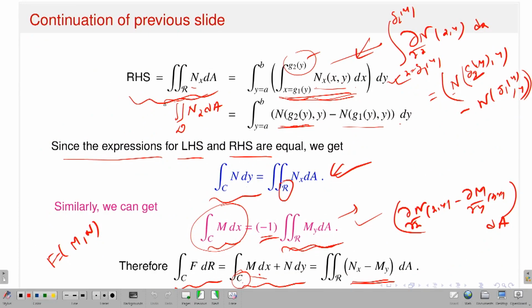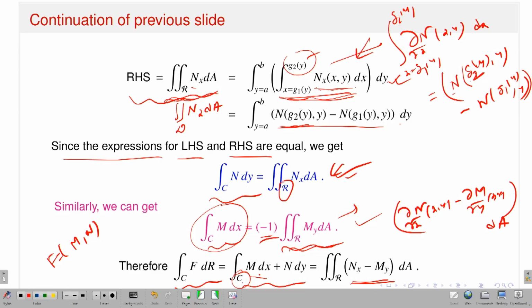What about the right hand side? The double integral over R or over D. Since the region is horizontally simple, I know by Fubini's theorem what will be the corresponding iterated integral. Since y varies from fixed number A to B and x varies from some function of y to some function of y, first you have to perform the x integral and then the y integral. When I perform the x integral, keeping y fixed, using the fundamental theorem, you will have capital N of G2(y) comma y minus capital N of G1(y) comma y, and then you perform the y integral from A to B, and then I see both LHS and RHS are the same.